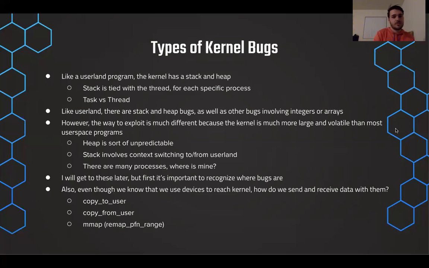Types of kernel bugs. Like I said in the one part, userland and kernel both have stacks and heaps. They both need dynamic memory allocation through the heap because you could be working with large amounts of data. And they both need the stack for function calling and recursion and all of these things as well. However, the stack is also tied to the thread for each process, because when you call whatever kernel function, you need to know how to return back to user mode because it's going to finish eventually. And I'm going to go more into that soon.